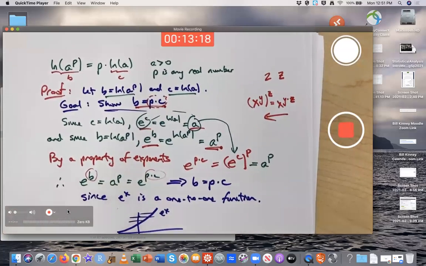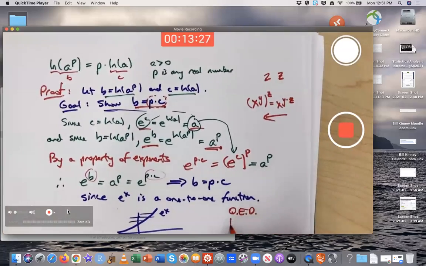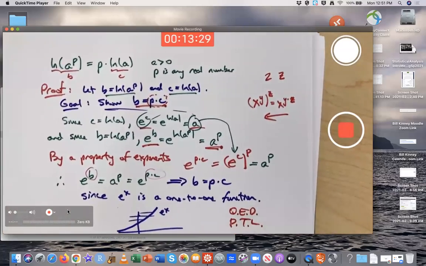Many mathematicians start talking in Latin when they're done with a proof. They write QED, which stands for quod erat demonstrandum. But as a Christian mathematician, I like putting PTL for praise the Lord. We're done.